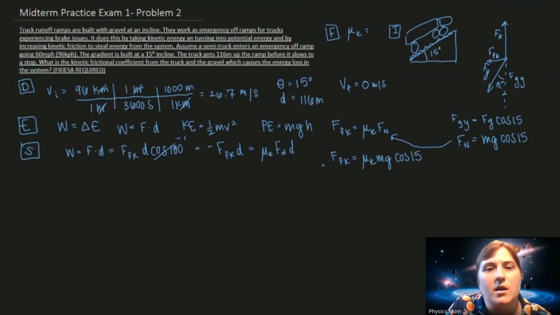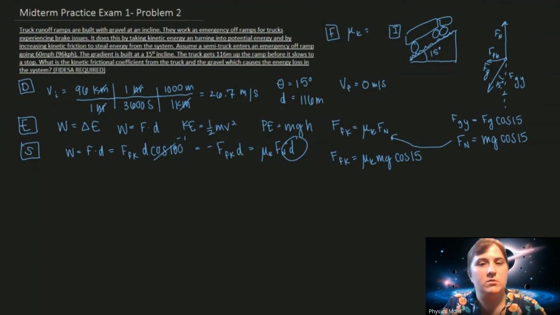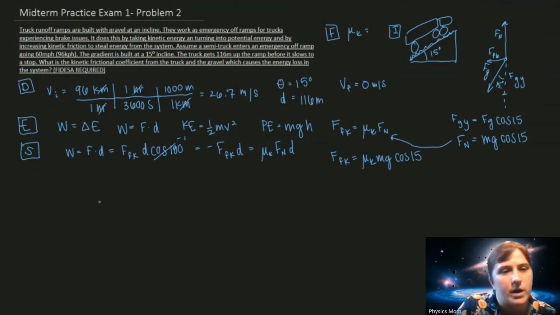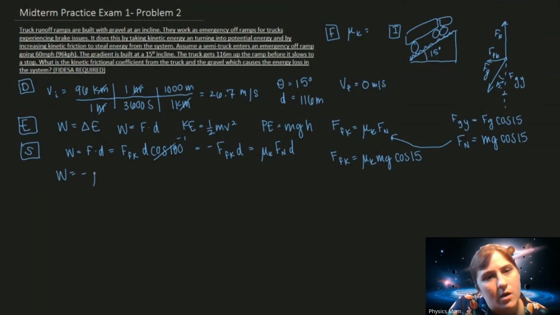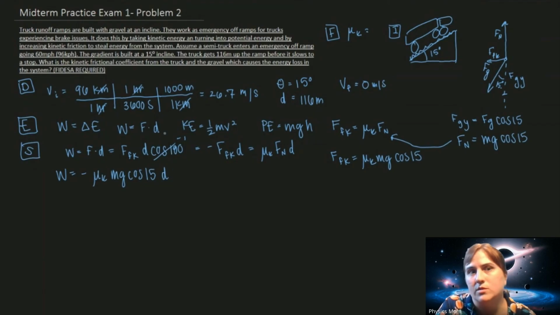Then I am going to essentially put that all back into the work equation, right? Sorry, I'm a little backwards in where I'm going with this, but work is equal to the negative frictional coefficient, mass, gravity, cosine of 15. I'm just going to keep it as 15; you can plug it in now or at the end. And then times the distance. That's our first work expression.